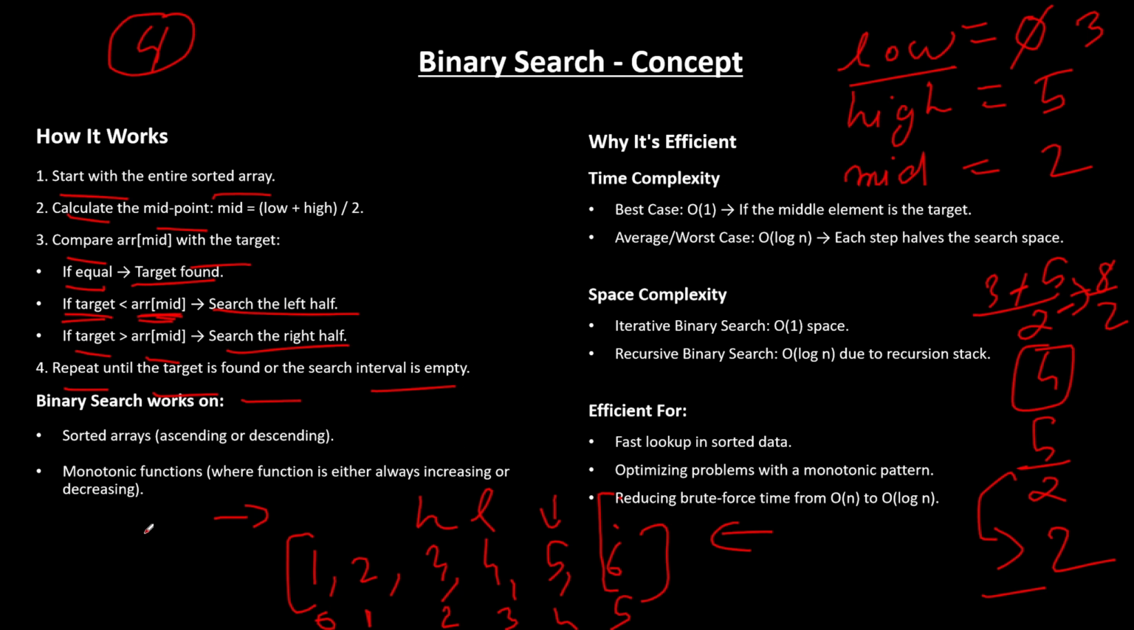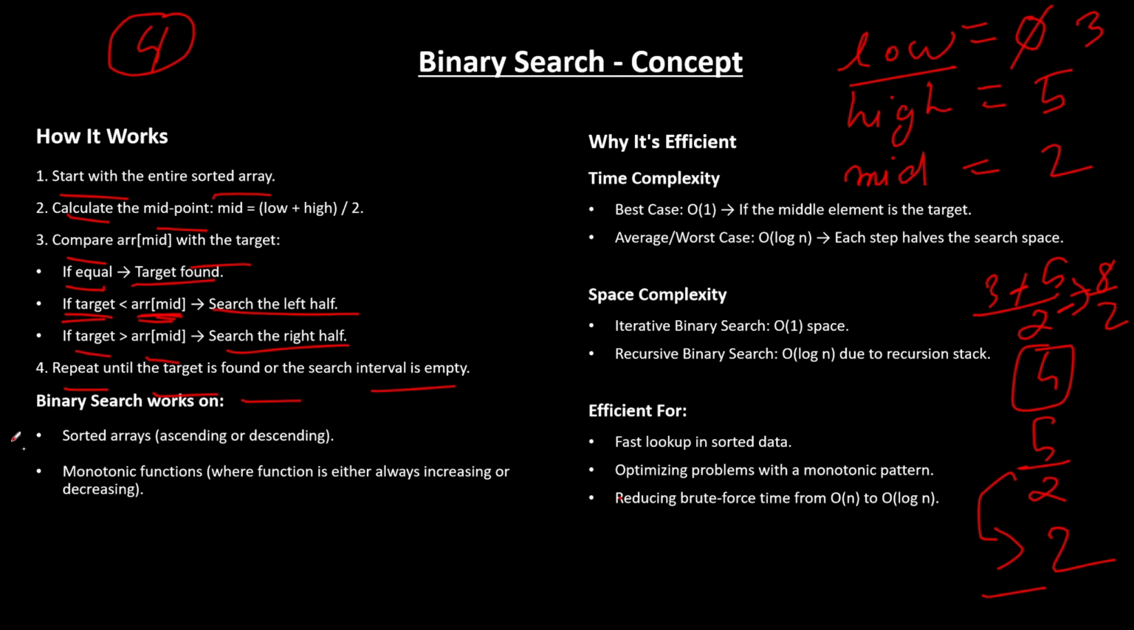I hope you understood how binary search works. Binary search basically works on sorted arrays, ascending or descending, or bitonic arrays, as I said, or monotonic functions. These are the ways where binary search happens. You have to look for a pattern there. Why is it efficient? The best case is O(1) if the middle element is the target, and the average and worst case is log n. Each step halves the search space.